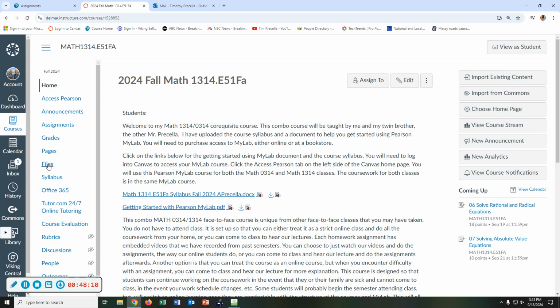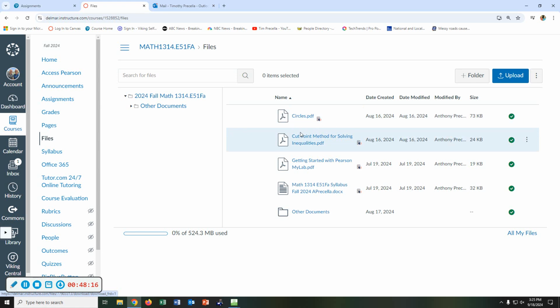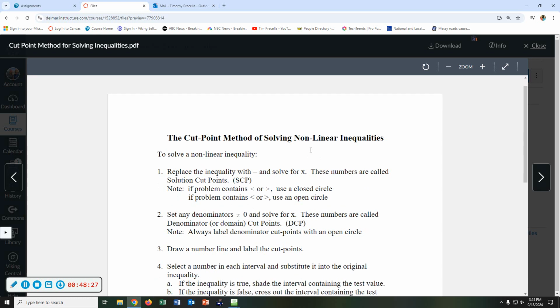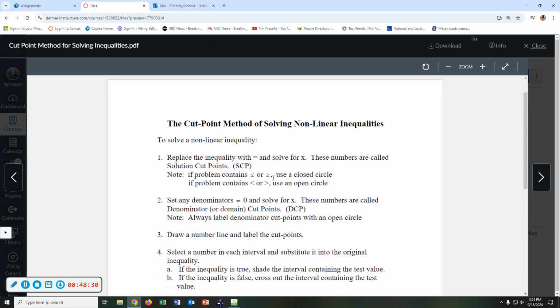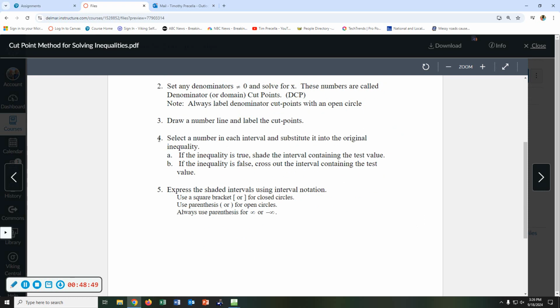Now, real quickly, on Canvas, you have some files. And the one that we're going to be using on Monday is this one right here. It's called Cut Point Method. Open that up. This is the recipe that we're going to use the next time. You don't have to worry about steps 1, 2, 3, 4 right now, but steps 1 and 2 tell you how to find those cut points. Step 3 tells you how to label open and closed circles. You've already done that. Step 4, how to shade.